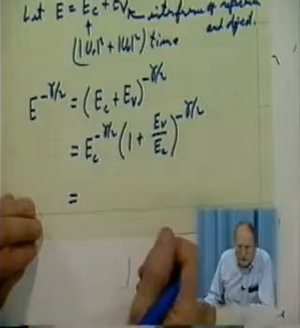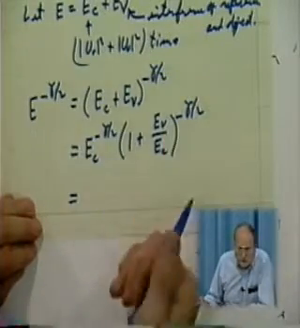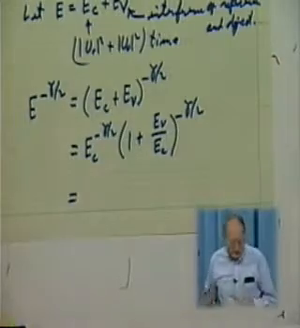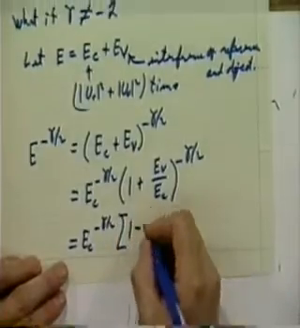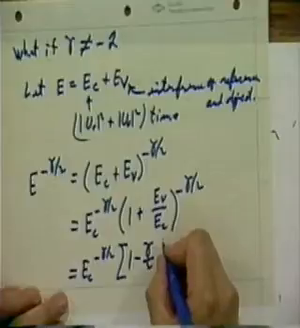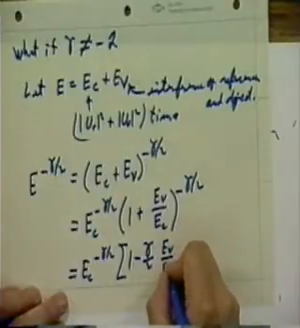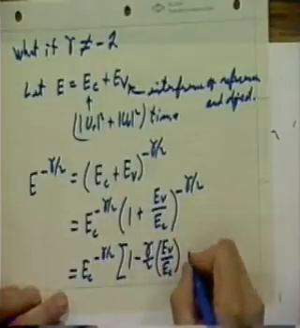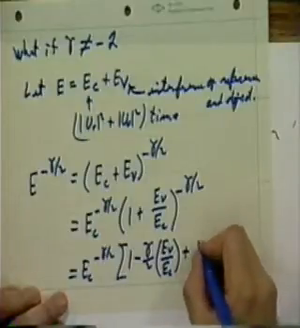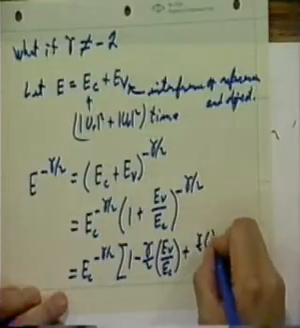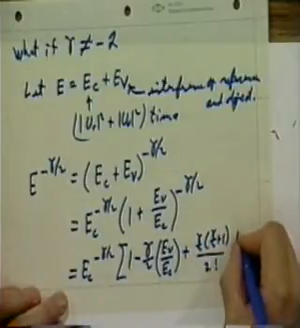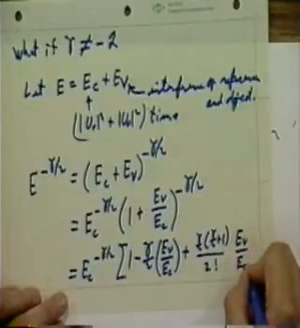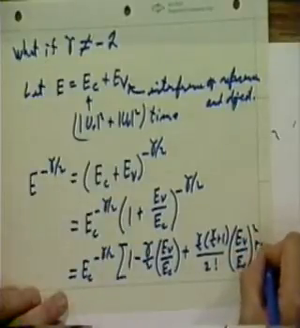So knowing me, what's the next thing we want to do? What do I love to do? I love to expand things, binomial expansion. Okay? So that's E sub c to the minus gamma over 2, times 1 minus gamma over 2, E sub v over E sub c, plus this other thing, well, I'll write it down, gamma over 2 plus 1, 2 factorial, E sub v over E sub c squared plus so on.